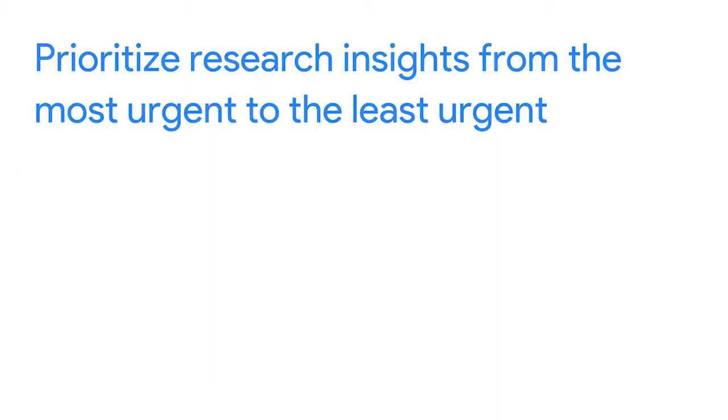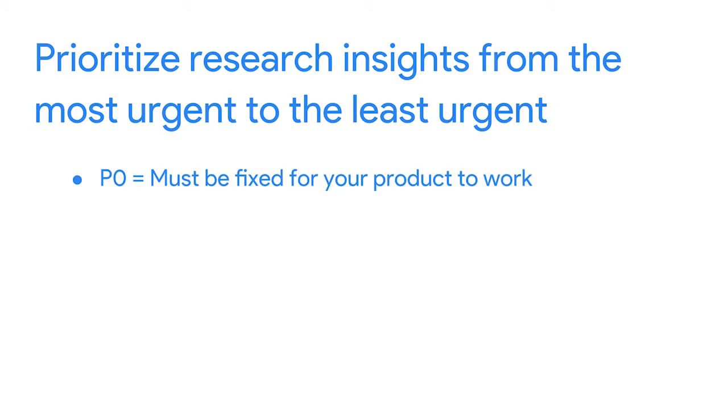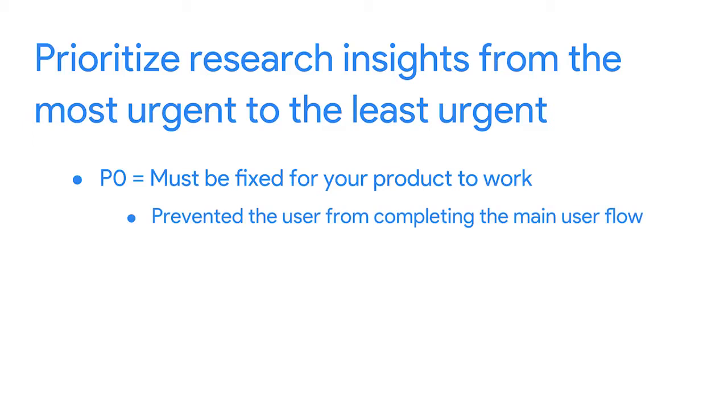There are a few insights that should be considered a priority 0 or P0, which means they must be fixed for your product to work. For example, were there any parts of the design that prevented the user from completing the main user flow? Imagine if users weren't able to book a dog walker in our dog walking app. That's definitely something we'd want to fix and would be considered a P0 issue.